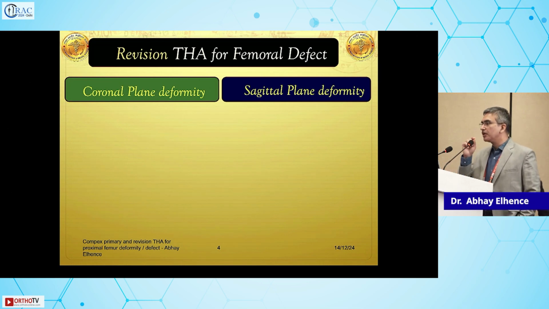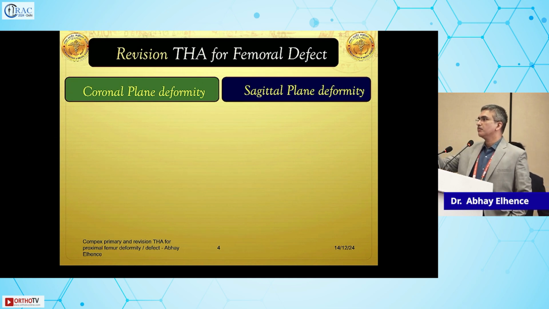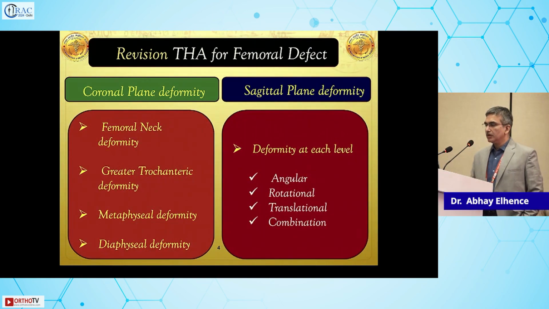So you're not only looking at what is visible from the front, a coronal plane deformity, but it is extremely important to know what is visible from the side. So the sagittal plane conformation is as important as a coronal plane deformation. When you're seeing something from the front, what you want to see is what is happening to the neck, what is happening to the GT and the LT, what is happening at the level of the metaphysis, and is something happening at the level of the diaphysis.